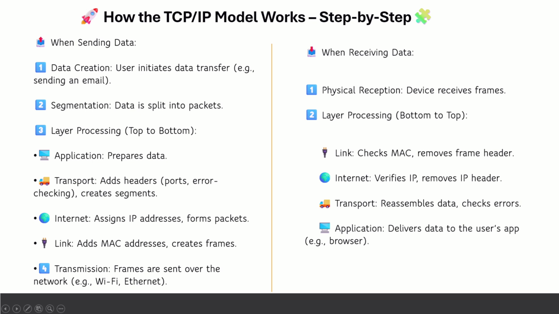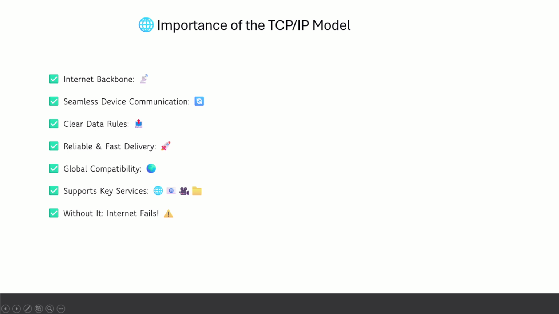This structured process ensures accurate, efficient, and reliable communication between devices over a network. Importance of the TCP/IP model. The TCP/IP model is the backbone of the Internet and modern computer networks. It provides a standardized framework that enables devices, regardless of their type or manufacturer, to communicate seamlessly.